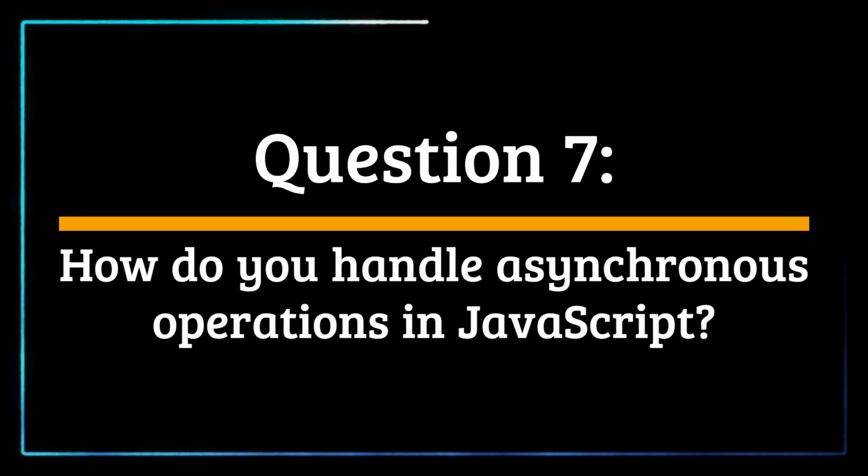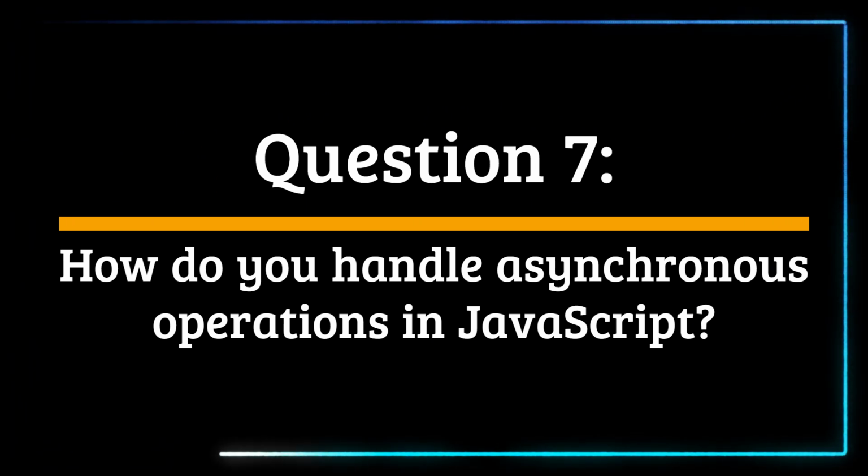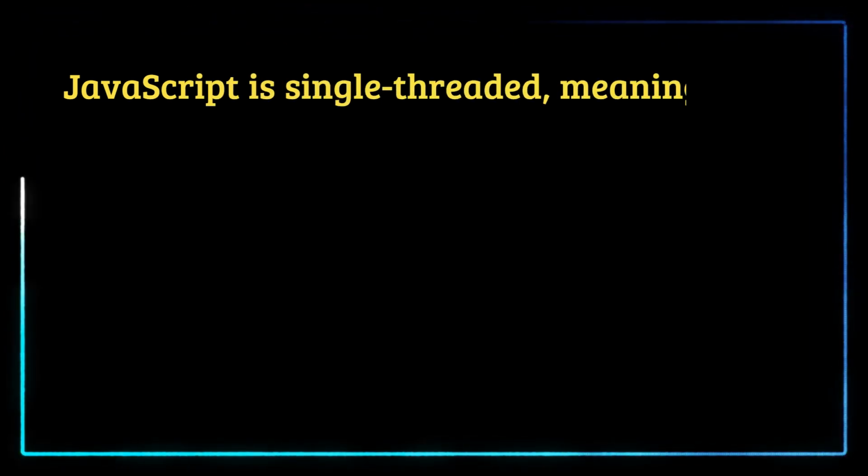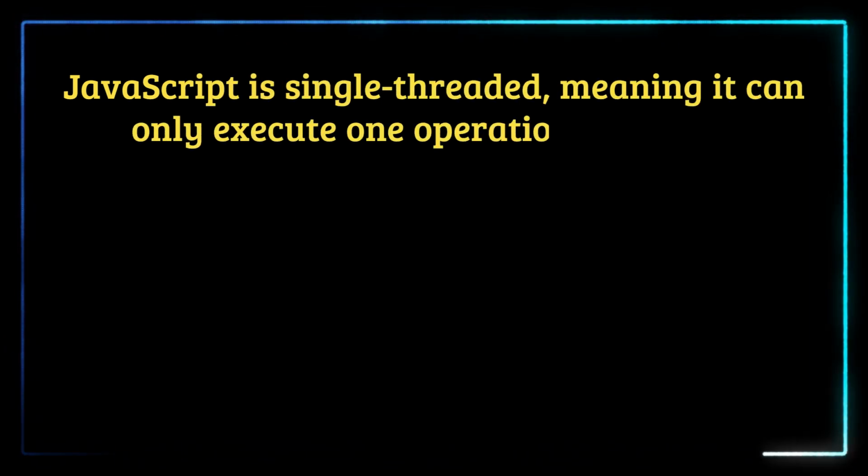Question 7. How do you handle asynchronous operations in JavaScript? JavaScript is single-threaded, meaning it can only execute one operation at a time.